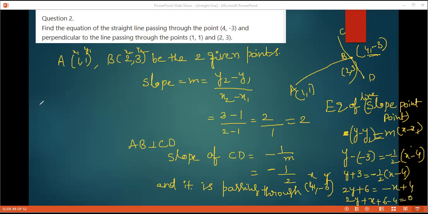I am putting the equation here. So x plus 2y plus 2 is equal to 0. This is our final equation.